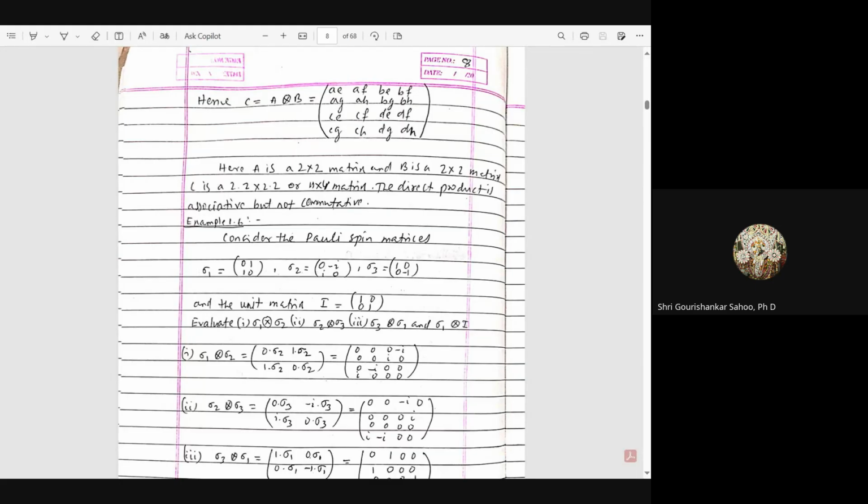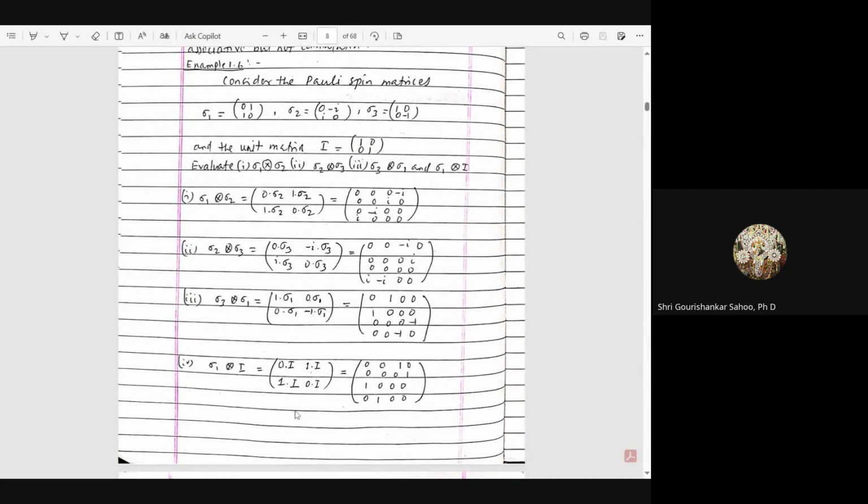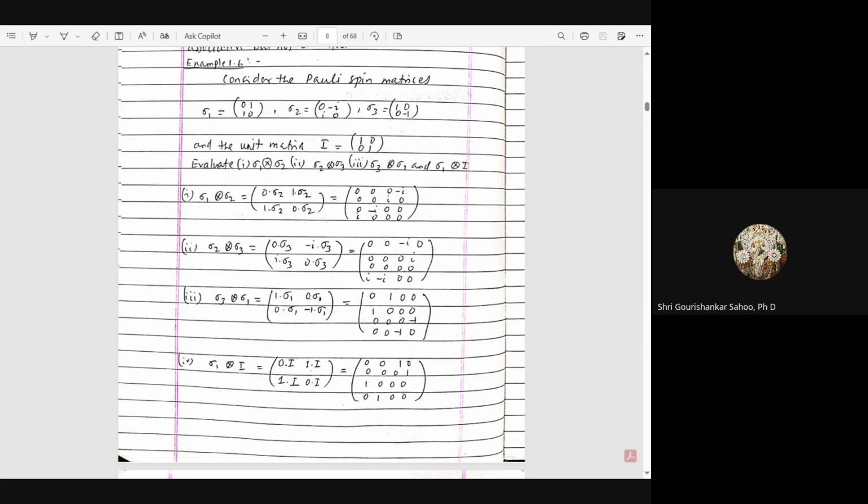Then 1 sigma 2 will be 0, minus i, 0. 1 sigma 2 is equal to 0, minus i, 0. 0 sigma 2 is equal to 0, 0, 0, 0. Similarly, for sigma 2 and sigma 3, the Kronecker product gives you four parts in the resultant matrix. 0 sigma 3 is equal to 0, 0, 0, 0. Minus i sigma 3 is equal to minus i, 0, 0, i sigma 3 is equal to 0, 0, i, minus 1, minus i, and 0 sigma 3 is equal to 0, 0, 0, 0.